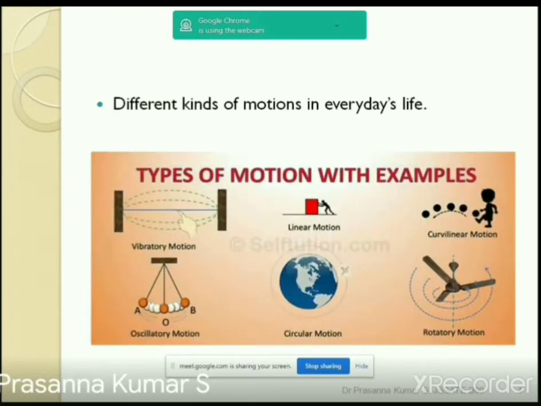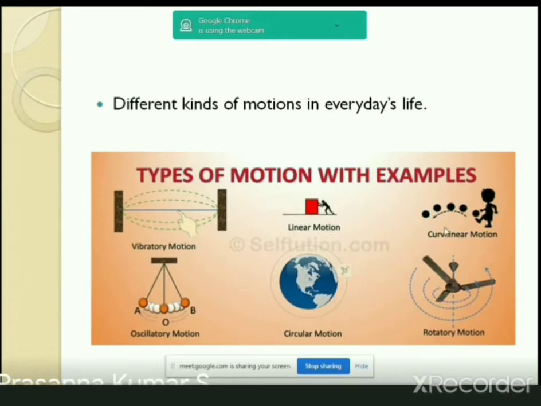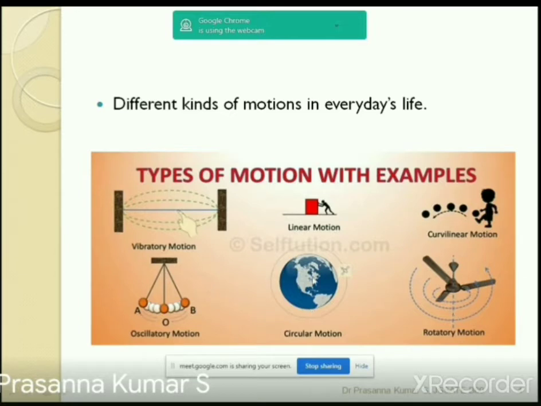So these are the kinds of motion we observe in nature most of the time, isn't it? See here, there are six diagrams showing kinds of motion. In the first column you will see vibratory motion and oscillatory motion. The second column is linear motion and circular motion, and the third column is curvilinear motion and rotatory motion.